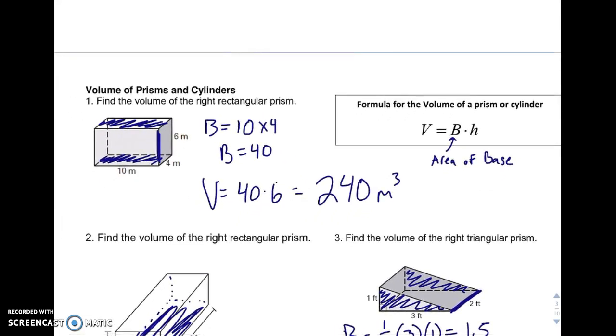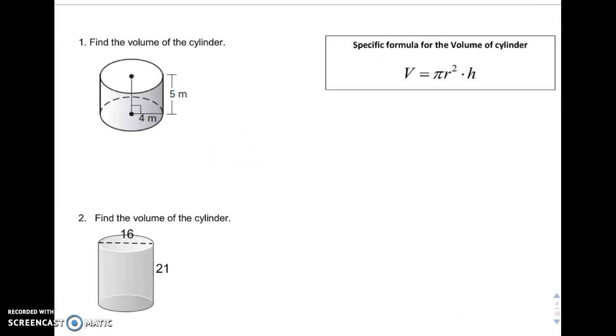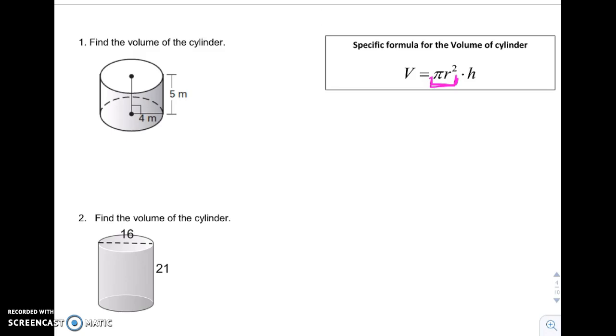All right, so anytime you have a prism or a cylinder, you're basically going to be multiplying the area of the base times the height. And when we move on to cylinders, we actually can get even more specific because a cylinder always has a base of a circle. See, with a prism, you could have a triangle, a trapezoid, or a rectangle, as you saw before. But with the volume of a cylinder, it's always a circle. So we can find big B, but really we can use this more specific formula. Volume equals pi times the radius squared. This would be the big B, and we would multiply by the height, which is 5.